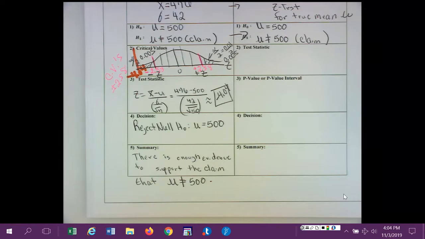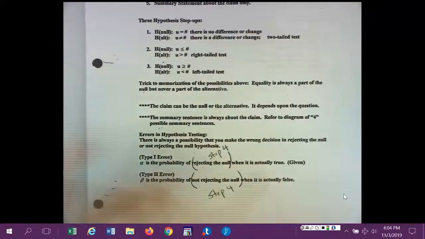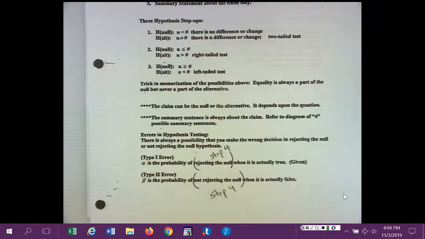Now in this case, since we rejected the null, the probability that the student group made a mistake in what they were doing is alpha, rejecting the null when it could have been true, which they'll never know. But it is a type 1 error possibility.